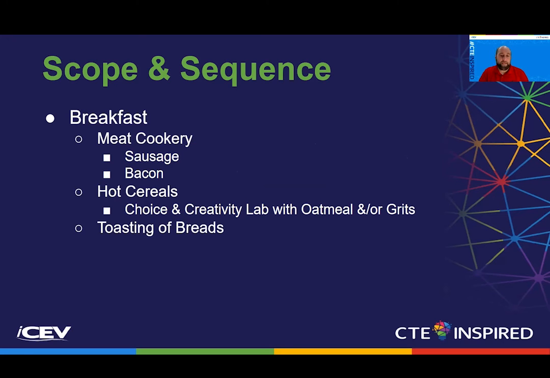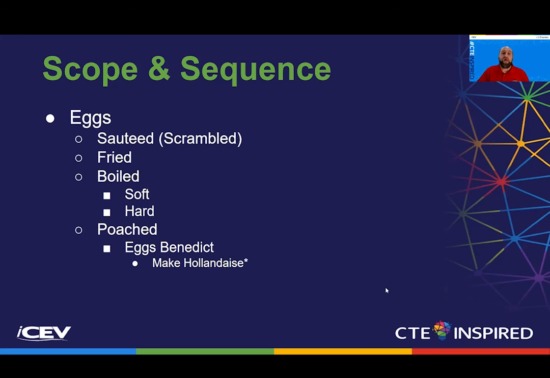So I'll start out with meats, and bacon is a fan favorite. Sausage, also another favorite, and 2 of the really commonly cooked breakfast meats. We'll do a hot cereal lab where I give them choice and creativity. Sometimes I just give them some ingredients to choose from to make oatmeal or grits, which is a Southern staple of ground white corn, similar to polenta. And then we'll also review the toasting of breads.